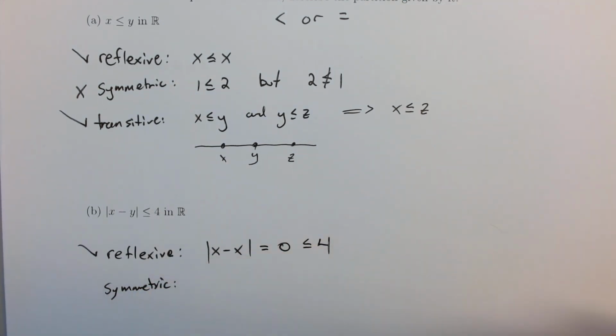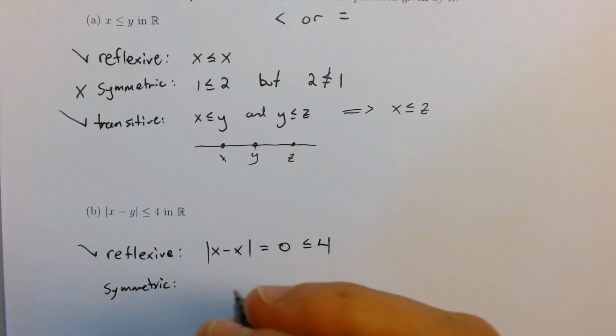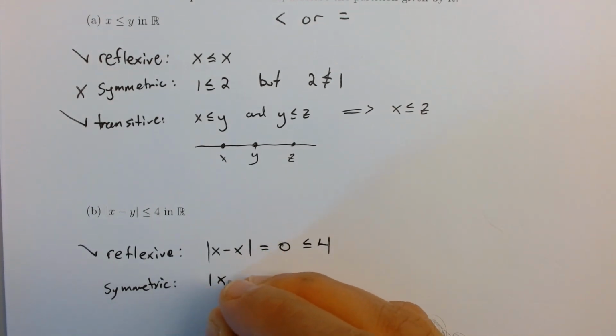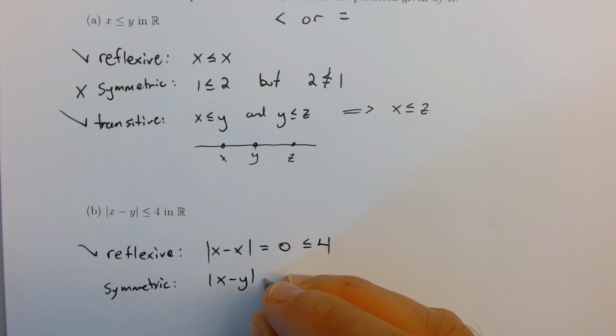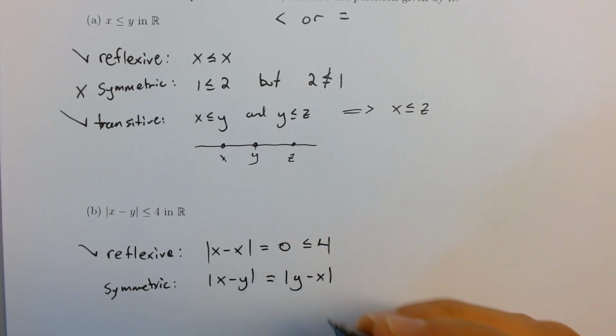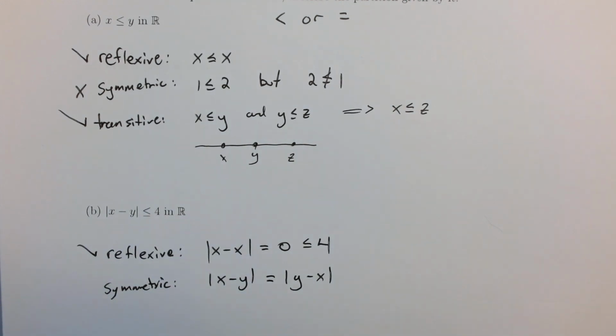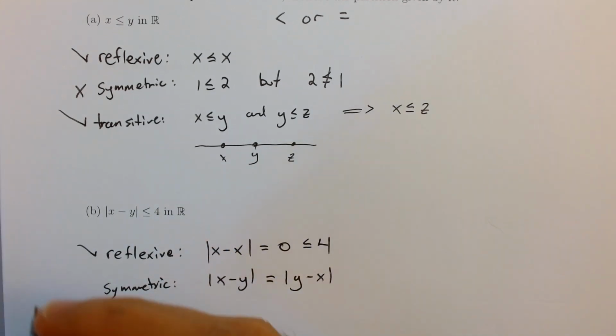So if the absolute value of x minus y is less than or equal to 4, is it also true for the absolute value of y minus x? Well, this is true because the absolute value of x minus y is the same as the absolute value of y minus x. Subtracting in a different order is just a difference in sign, but the absolute value removes that sign, so these are equal to each other. So if one of them is less than or equal to 4, then the other one is also less than or equal to 4.